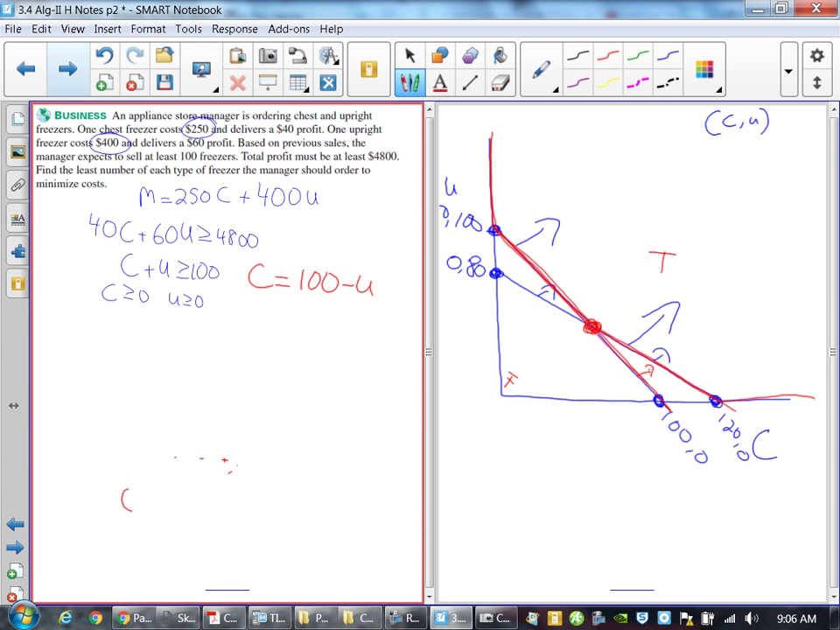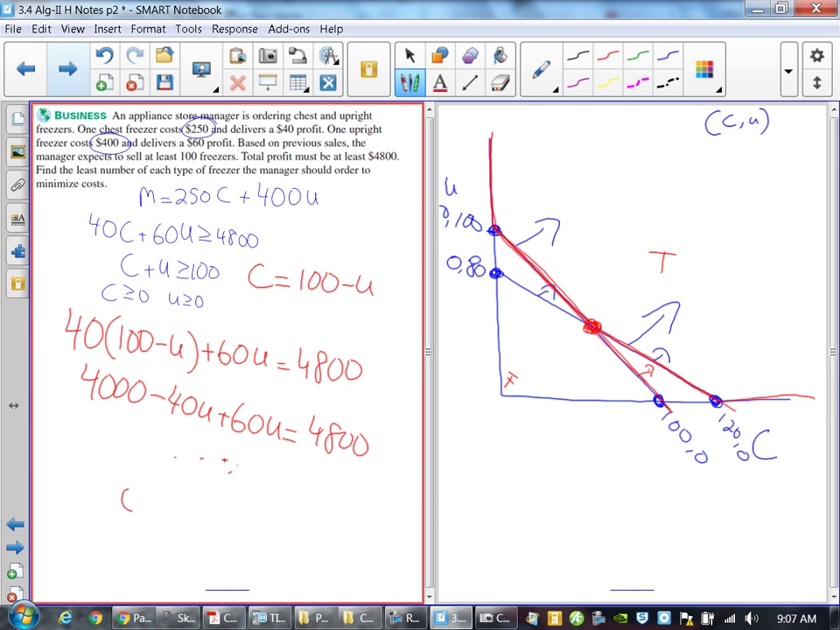In this case here, I'm going to use substitution for solving it by saying C is equal to 100 minus U. So 40 times (100 minus U) plus 60U is 4,800. Remember, when I'm setting up these systems of equations, I disregard the inequalities, and I'm solving them via equals. 4 grand minus 40 plus 60.